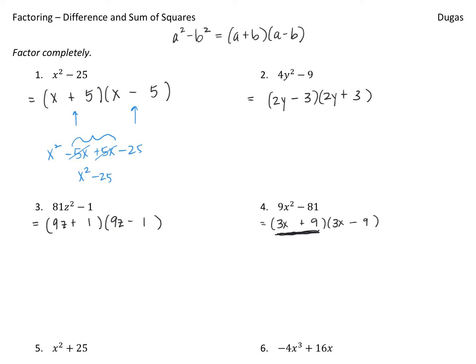So let's see if we can rewind this and see what we could do. Do you see that the 9 and the 81 both have a 9 in common, meaning I could divide out a 9?